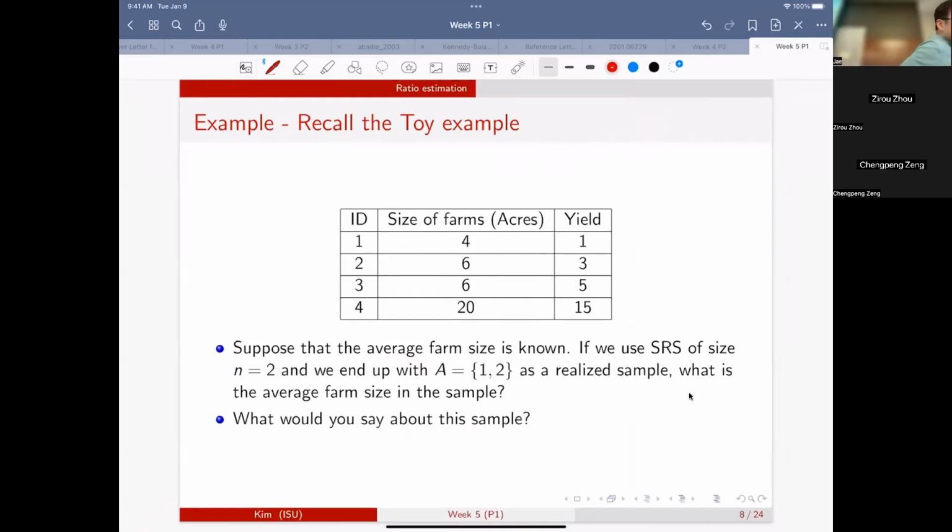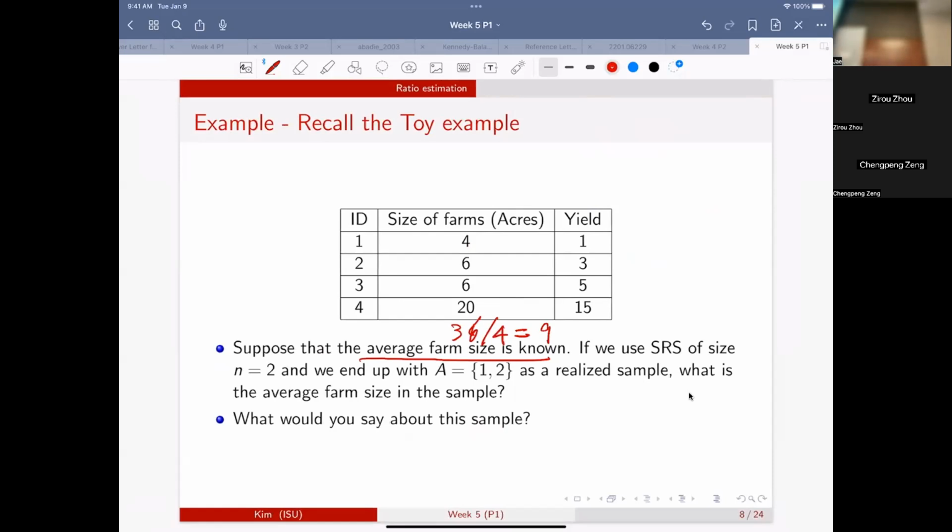Ratio estimator. So let's recall the toy example that I introduced at the beginning of this semester. We have a farm, right? This is a farm toy example. Now the average farm size is known. So that means 36 divided by 4, which is 9. So the average is 9.